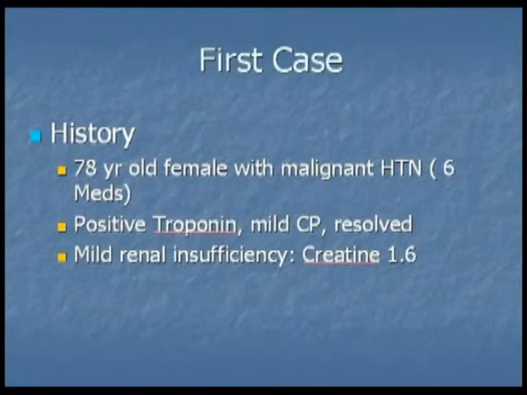The first of which is a 78-year-old female with a history of malignant hypertension who was on 6 medications, who presented with positive troponins and mild chest pain, which resolved. The patient also has a history of renal insufficiency with a creatinine of 1.6.